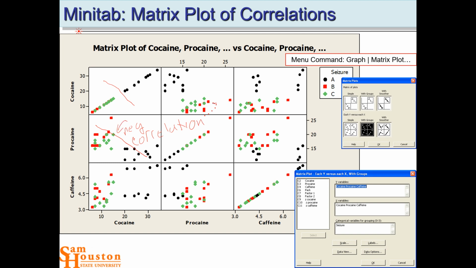And we have a negative correlation on the other intersect. So cocaine plotted versus procaine. So it's just the same chart kind of flipped on the diagonal. And we have negative correlations in both of those.